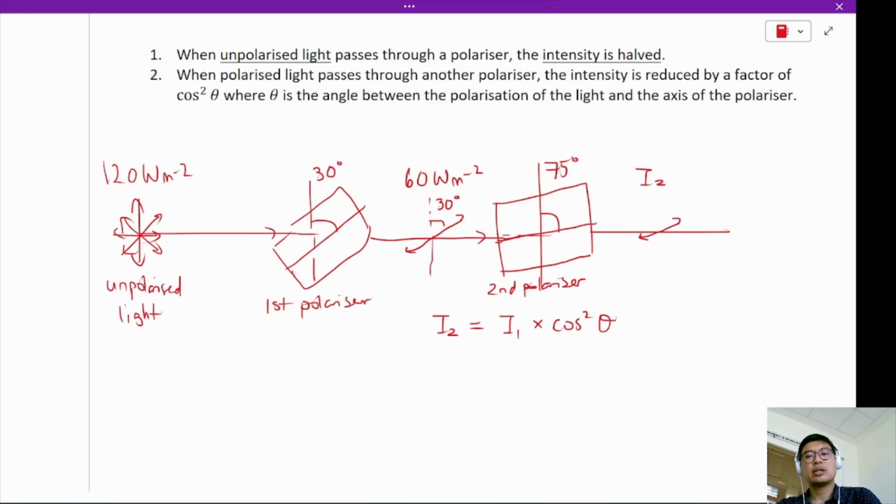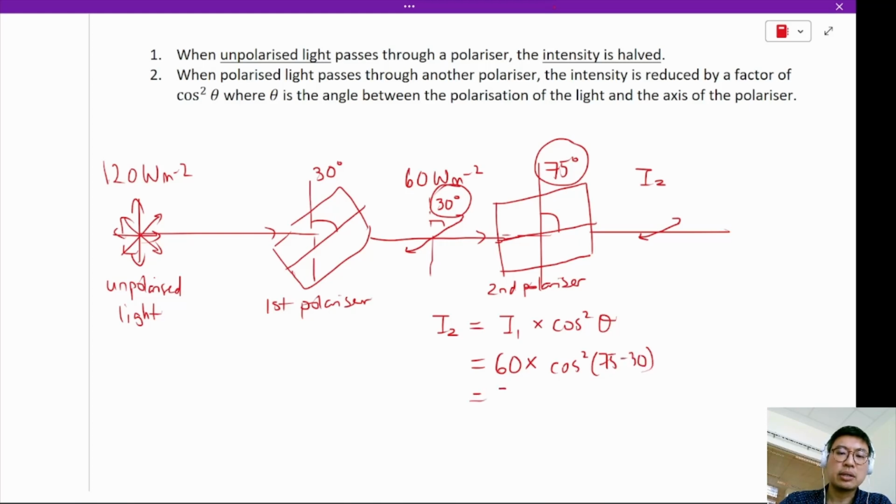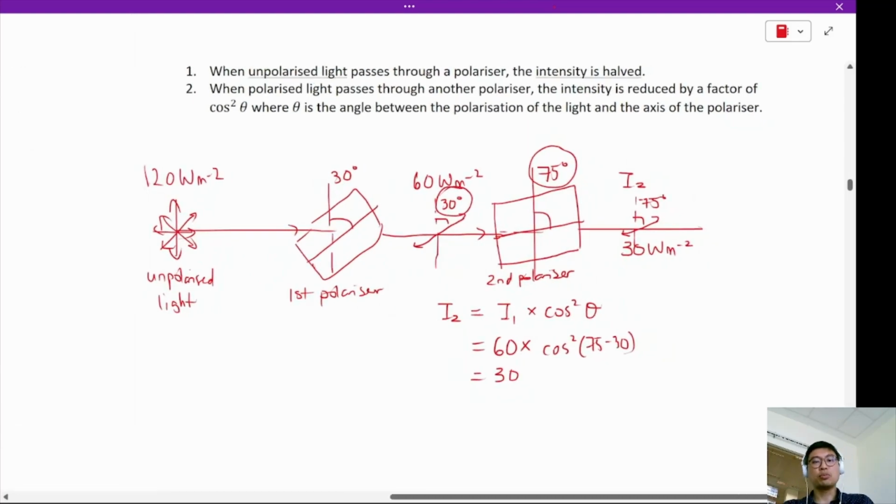Now what is cosine squared theta though? Theta is the difference between these two angles, between the angle of the light and the angle of the polarizer. So this will be equal to 60 multiplied by cosine squared of 75 minus 30. If you put it into the calculator, the answer will be 30. So this I2 will be 30 watts per square meter at an angle of 75 degrees. This is the end result of the two polarizers.